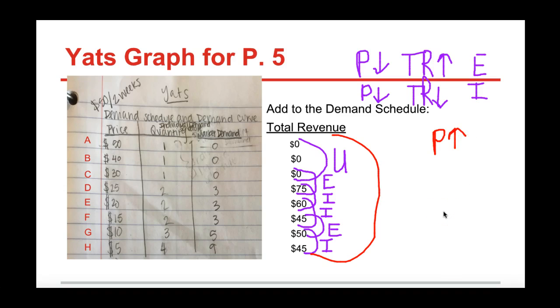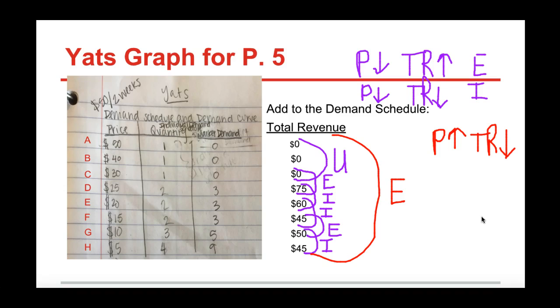What happened to my total revenue? My total revenue is going from 45 to 0. So my total revenue is going down. All right, so price is going up, total revenue is going down. They're going in opposite directions, so therefore this whole thing is elastic. Whenever you have numbers, you're going to use the total revenue test.